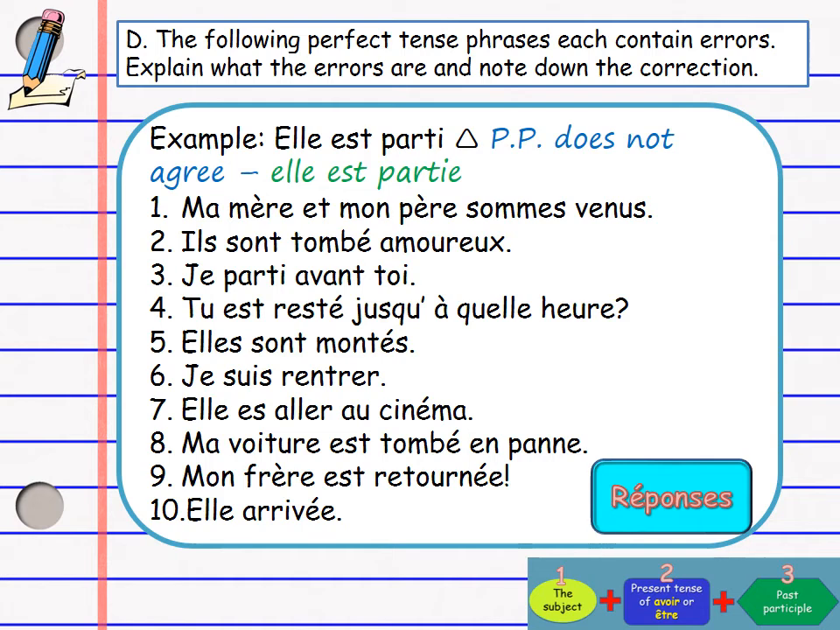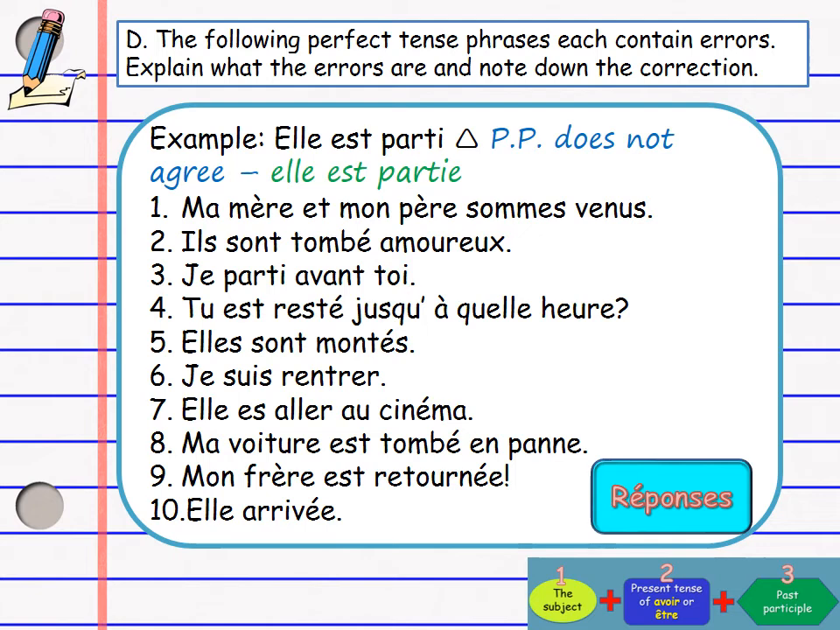Have a look at these. The following perfect tense phrases contain errors. Explain what the errors are, note down the correction. So just have a little look. Remember, you need to use the correct form of être. For example, elle est partie. The past participle does not agree. It needs an E on it.